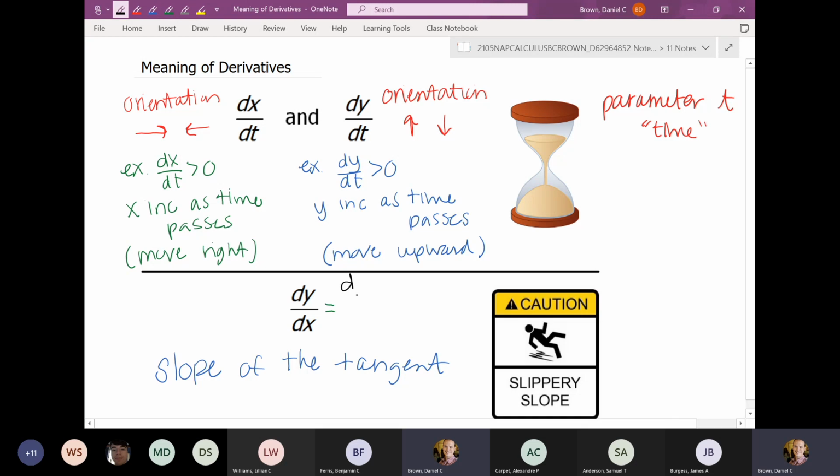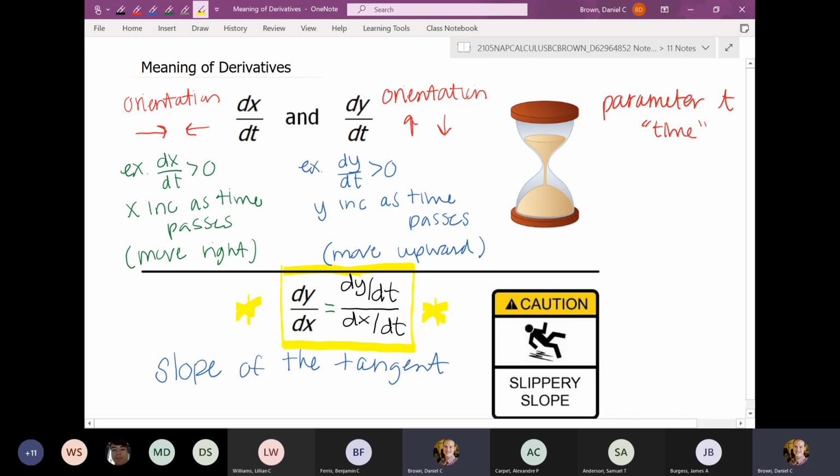Well, dy we're going to think of as dy/dt, and dx we're going to think of as dx/dt. I think you can look at that and see how the dt's would cancel out, and that's how you're going to end up with just the dy over the dx. But that's going to be the first big formula that we have when looking at these graphs parametrically. So let's look at an example.